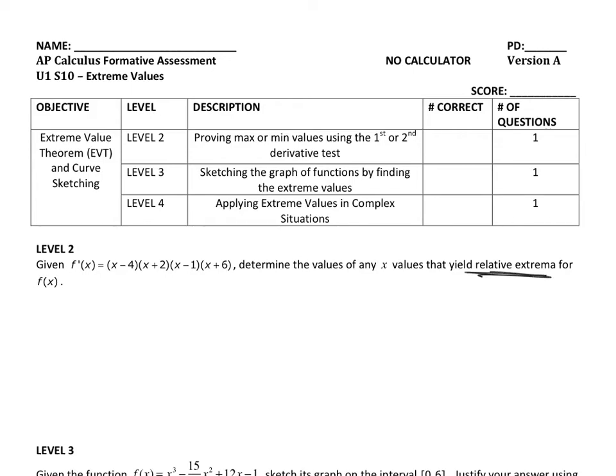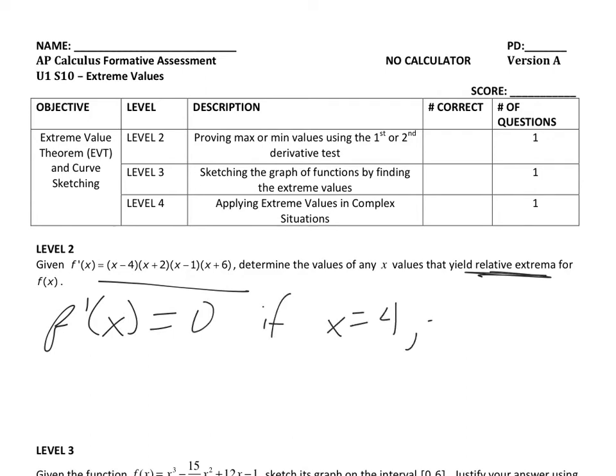So the level 2 asks us to work with these extreme values. We know extreme values are based off critical points, and we know critical points are where the first derivative is equal to 0 or undefined. So our first derivative is given to us in a factored form. So our first derivative is equal to 0 if x equals 4, -2, 1, or -6.